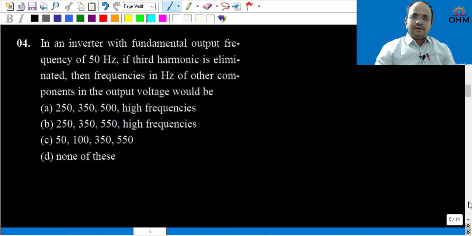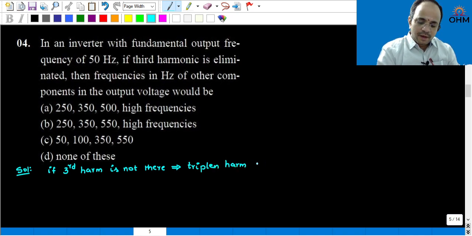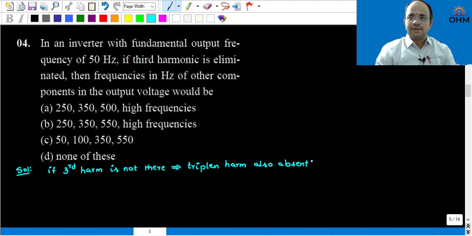In an inverter with fundamental output frequency of 50 Hz, if third harmonic is eliminated, then what are the frequencies in Hertz of other components in the output voltage? So what is the basic idea here? If third harmonic is not there in the output, then what happens? All triple N harmonics are also absent.